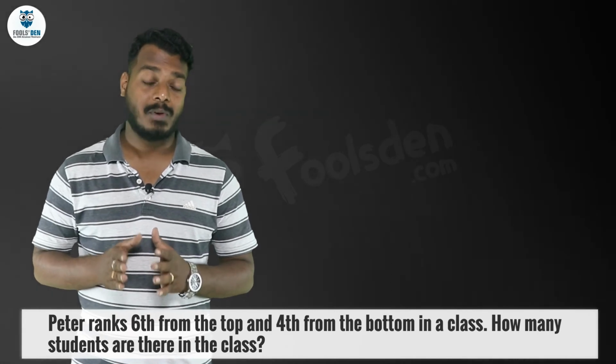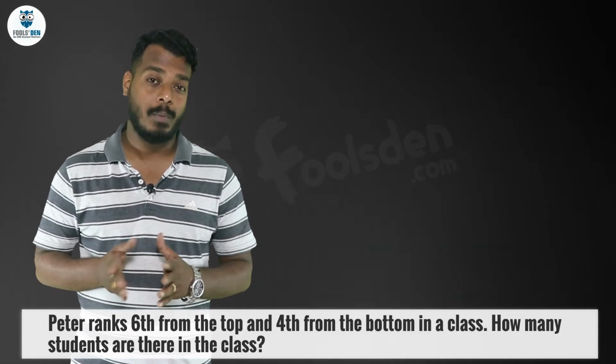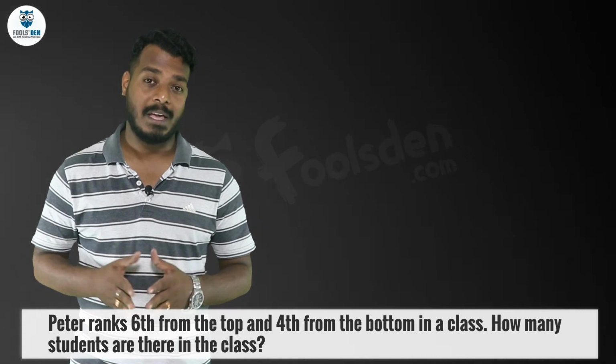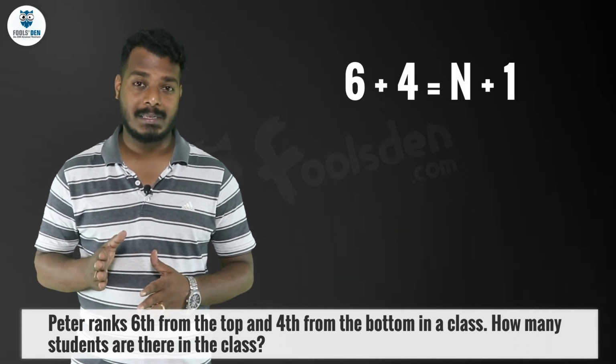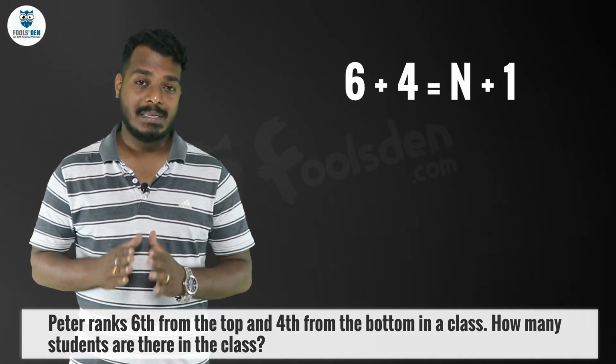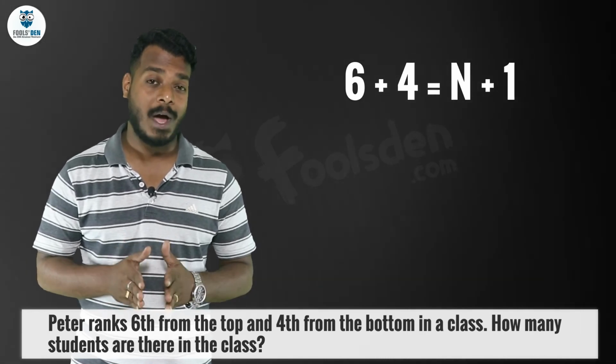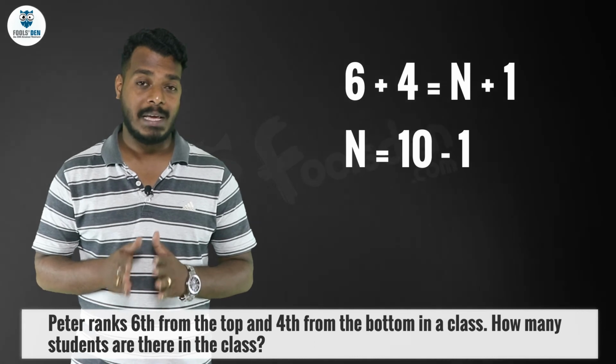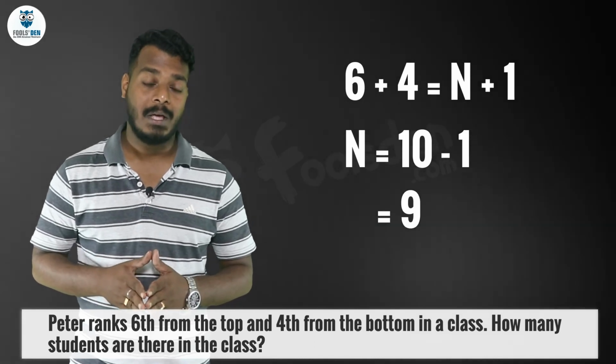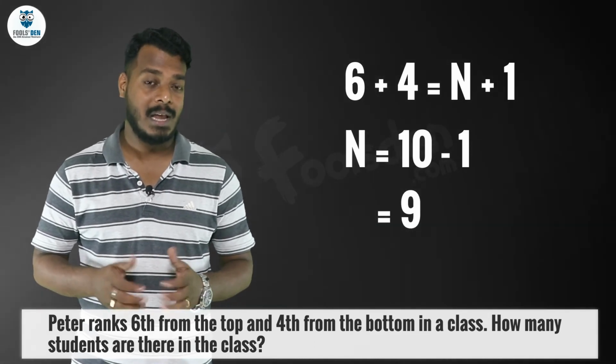Peter's rank is 6th from the top and 4th from the bottom. How many students are there in the class? Let's apply our concept. Top rank is 6, bottom rank is 4. 6 plus 4, that is 10, is equal to n plus 1. So n would be 10 minus 1, that is 9. So there are 9 students in his class.